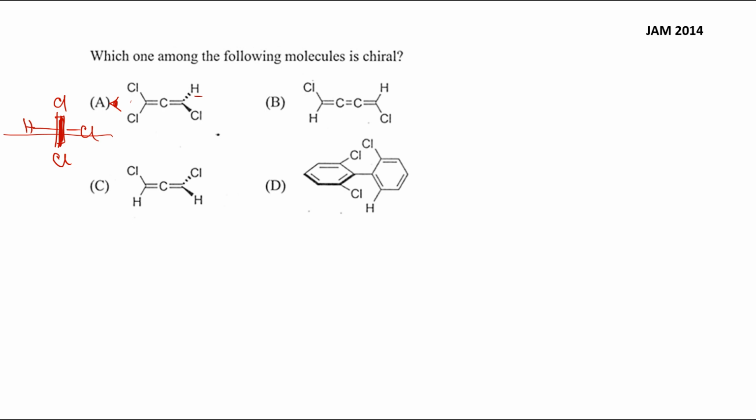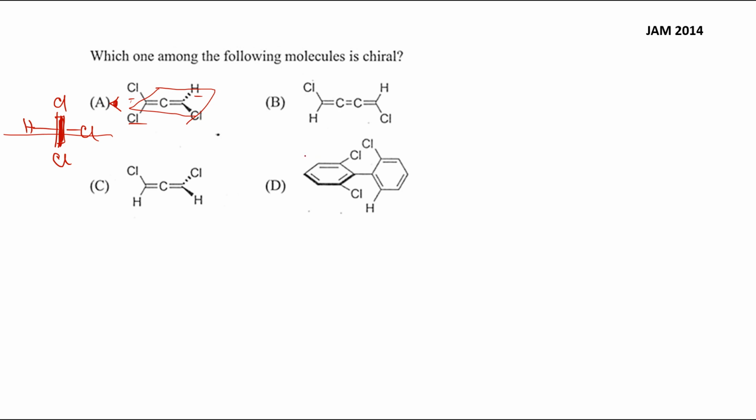So whenever you have this type of substituents, that is, on one side you have the same substituents in an allene system like this, then if you are cutting this molecule along this plane, both halves will be equal, right? So this should have a sigma plane. This is not chiral, so this is not our correct answer.